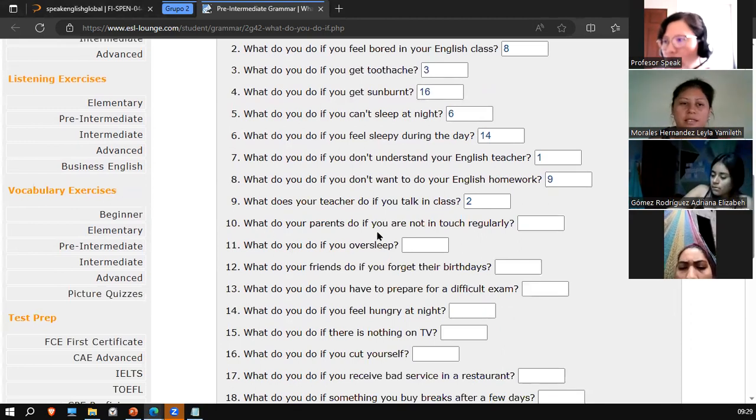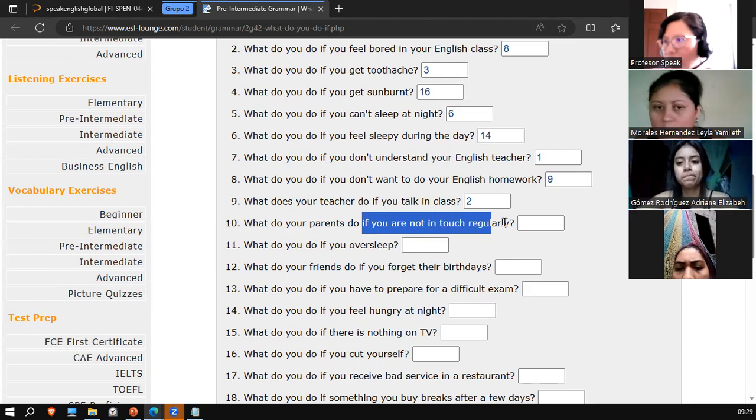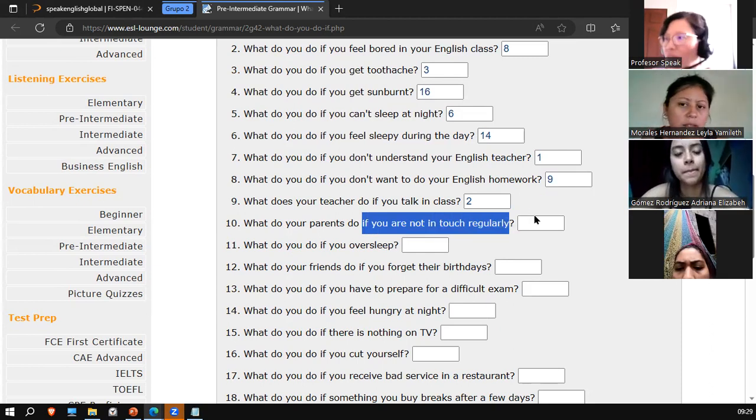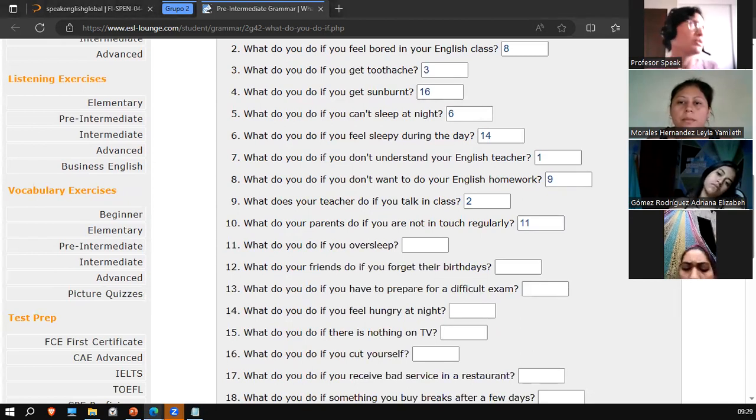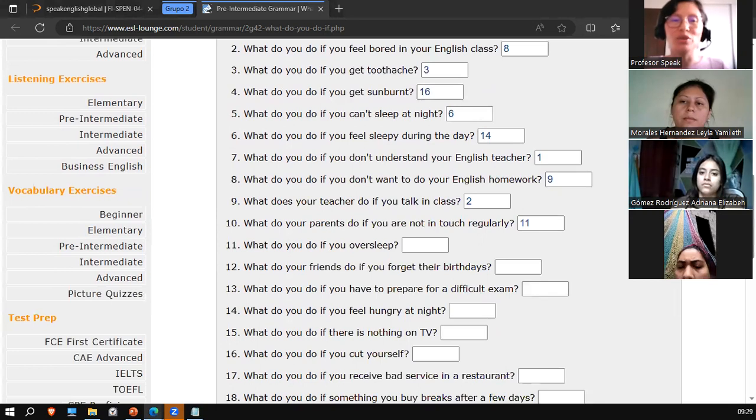What do your parents do if you are not in touch regularly? Number 11, okay? Deme un momento, voy a cerrar la ventana. Es que pasa gente y hace tanto ruido. Give me one moment.